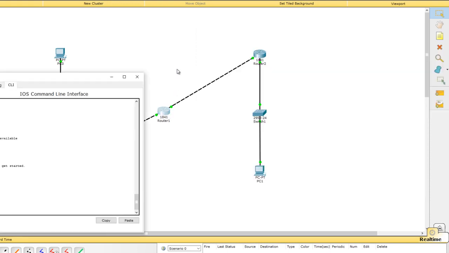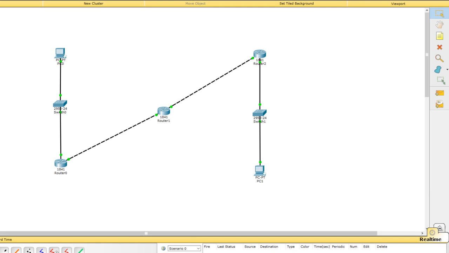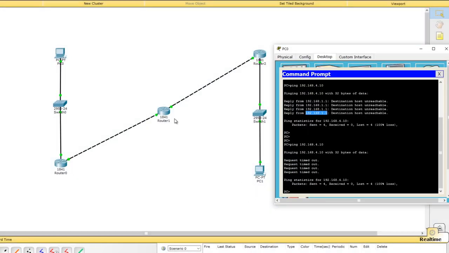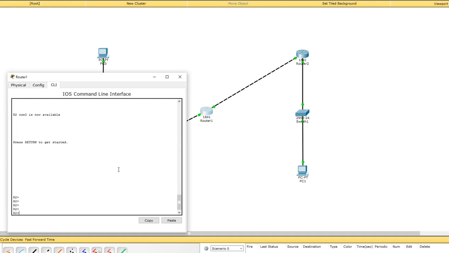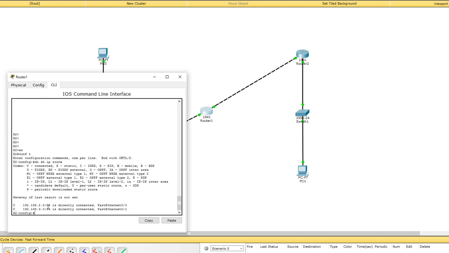Now router 2 looks at that information. It says, okay, you're trying to go to the 192.168.4 network, and let's look at the routing table of this device. And it says, I know only 2.0 and 3.0. There is no way I know anything about 4.0. So I'm going to say destination host unreachable.